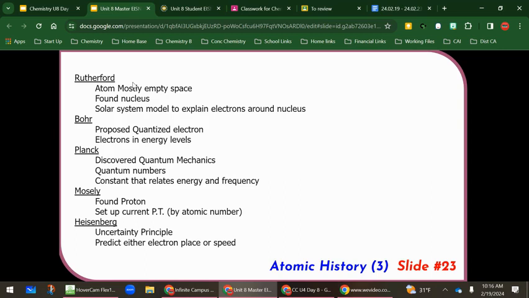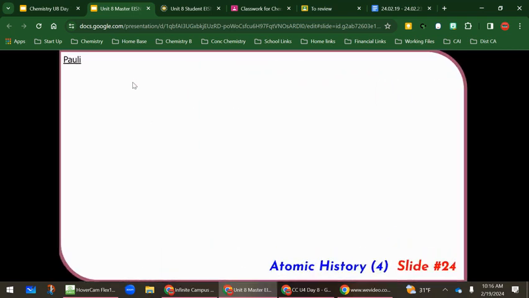Okay, I got a few minutes. I got a few more to get through. All right. Pauli gave us the exclusion principle, ladies and gentlemen. He said no two electrons can have the same set of 4 quantum numbers. You can't do it. 2 electrons cannot have the same 4 quantum numbers.